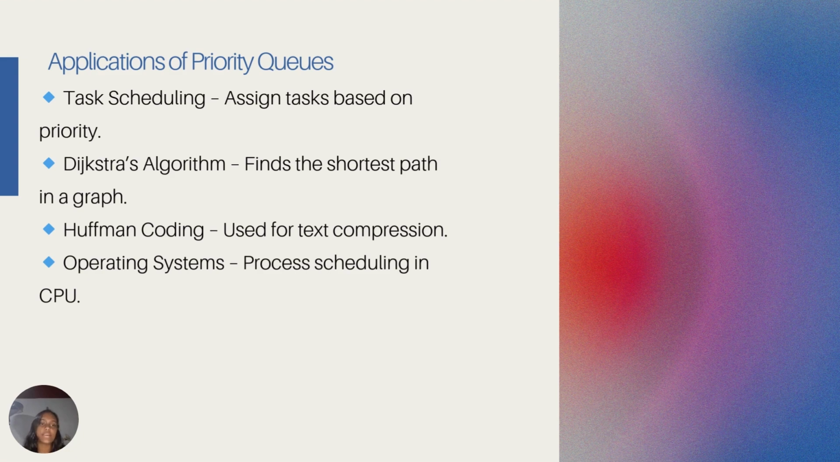Applications of priority queues. Task scheduling: assign tasks based on priority. Dijkstra's algorithm: find the shortest path in a graph. Huffman coding: used for text compression. Operating system: process scheduling for the CPU.